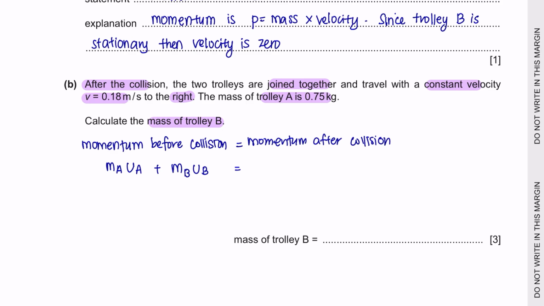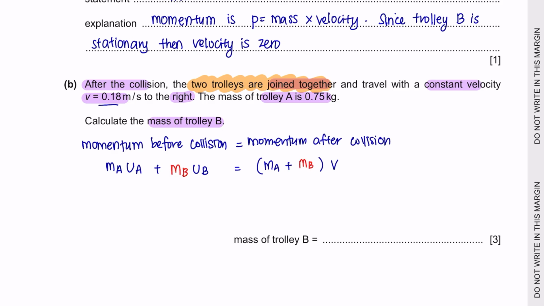Now after collision, the two trolleys are joined together. So if the two trolleys are joined together, then the mass of trolley A and mass of trolley B can be combined. And they both travel with a constant velocity, only one velocity, at 0.18 meters per second. And we're looking to find the mass of trolley B.